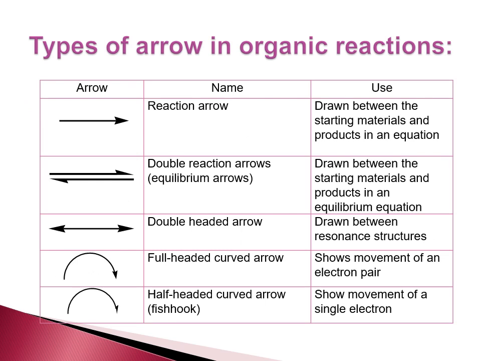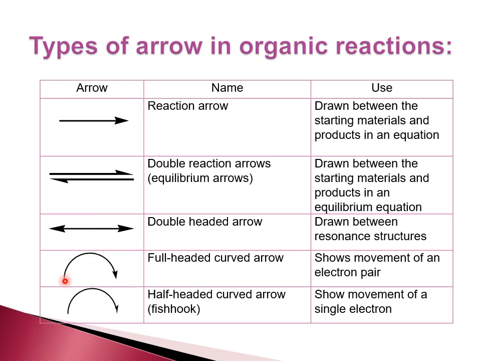There are different types of arrow in organic equations. The first three we have done previously. The first here is the reaction arrow drawn between reactants and products. This is a normal one. The second one is the equilibrium arrow, which we can use for a reaction that goes forward and reverse at the same time. The third one is an arrow that we use for resonance structures. We learned this in Chapter 5 last semester. This is called a double-headed arrow.